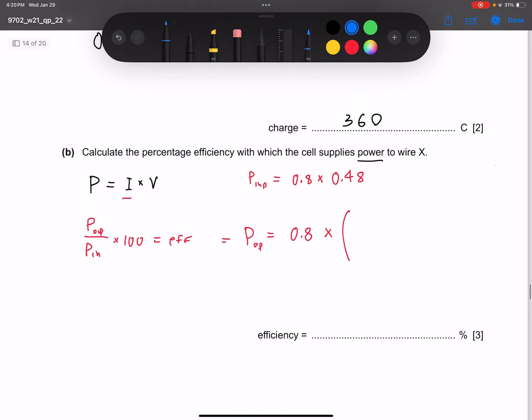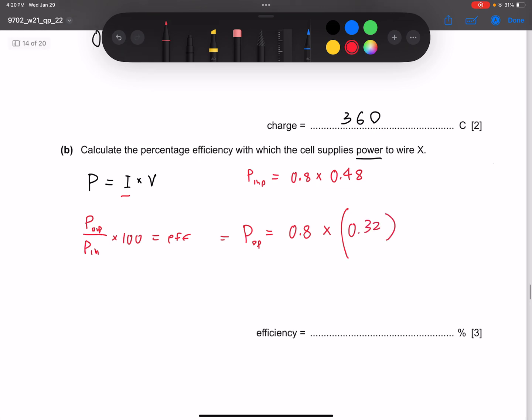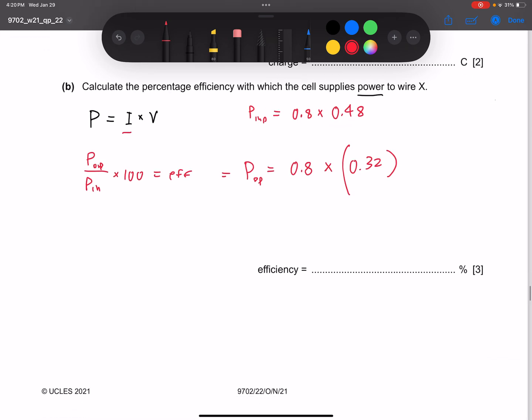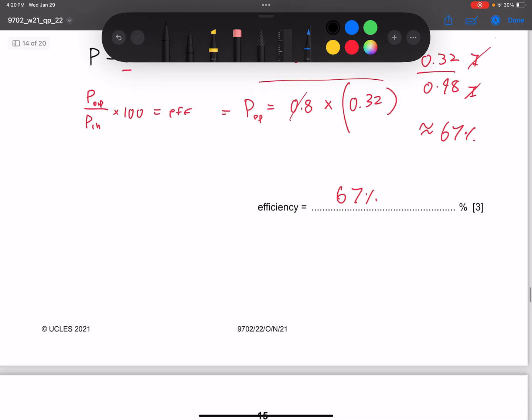So let's move on. Now let's plug in the voltage 0.32 and let's find the efficiency. So power output divided by power input, this is supposed to be on the top, sorry. So 0.32 divided by 0.48, the I and the I get cancelled. So let's see what that is. So that is 67%. Okay, so our efficiency is 67%. Make sure to show your working so you can secure the maximum amount of marks.